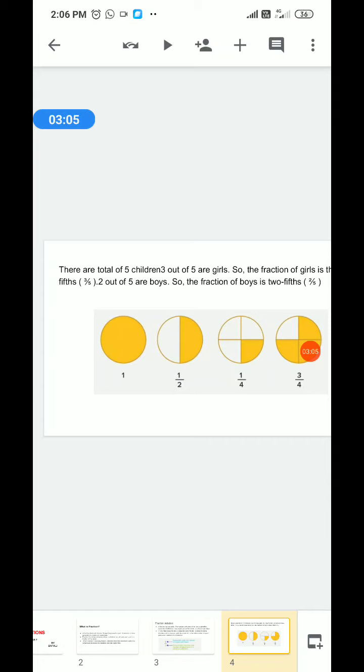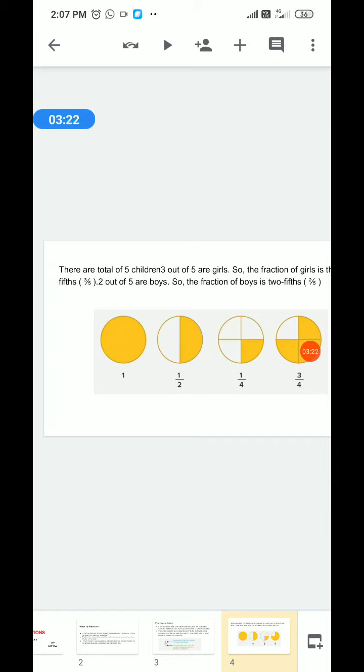See the next one. We have the same circle. It is divided into 4 equal parts. See, 1, 2, 3, 4. So in the denominator 4, the total number of equal parts. How many parts are shaded? Only 3 parts are shaded. So we need to write it as 3 by 4. Understood? And one more thing.